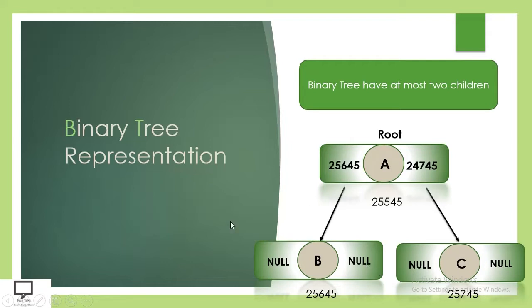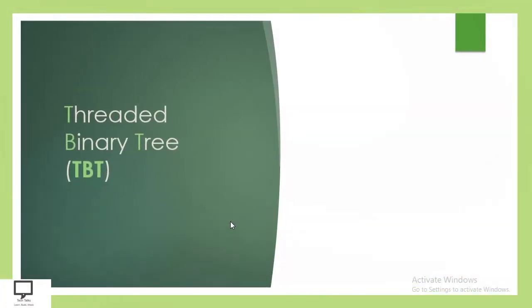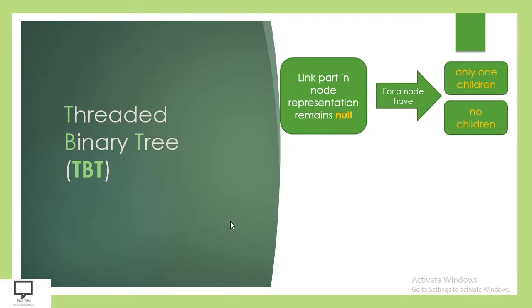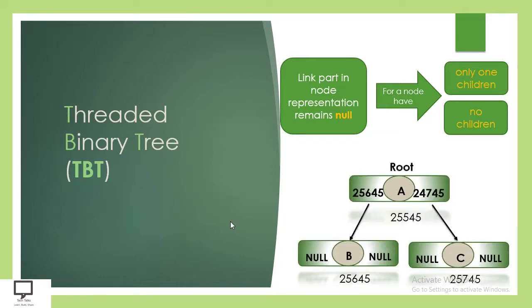And now we have to think about that null pointer in the threaded binary tree. So what is threaded binary tree? The link part in the node representation remains null. There are two cases where the link part remains null. For a node which is having only one child, if no child is there, either left or right, that part is going to become null. And the node having no child node is a leaf node. So in case of leaf node, both the pointers become null.